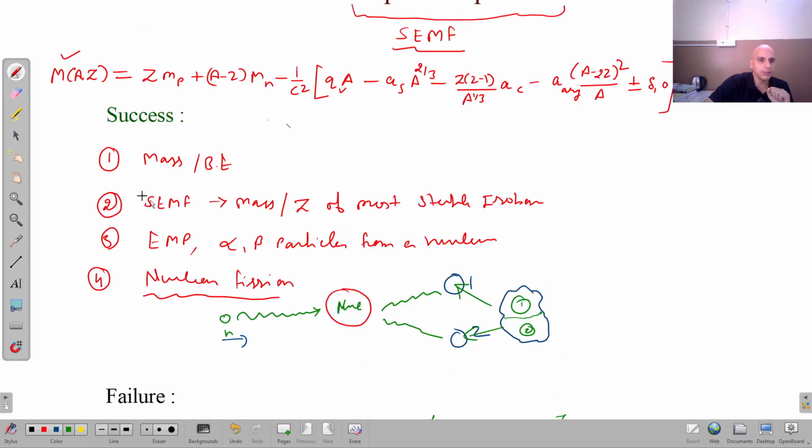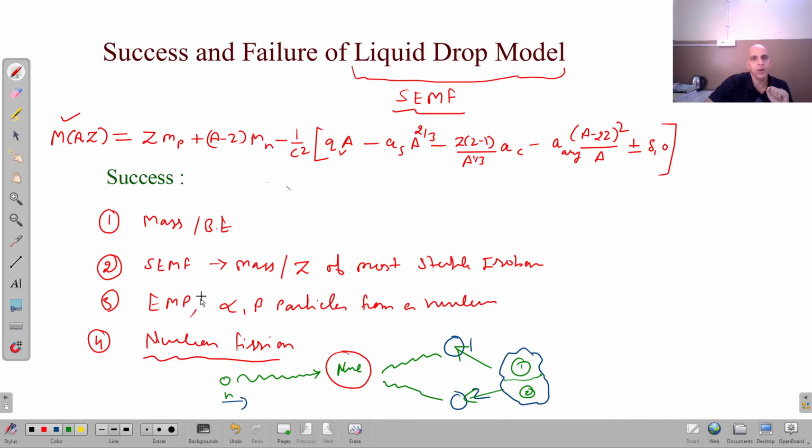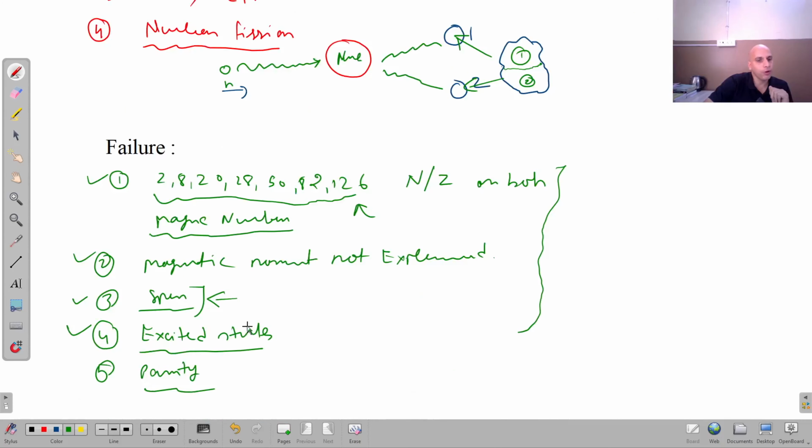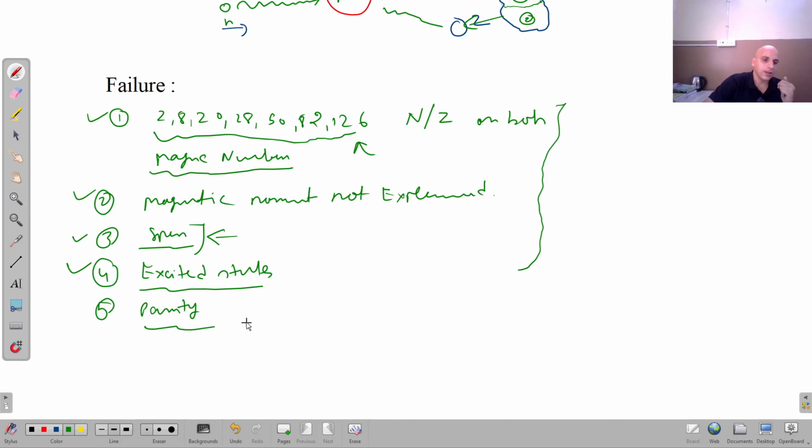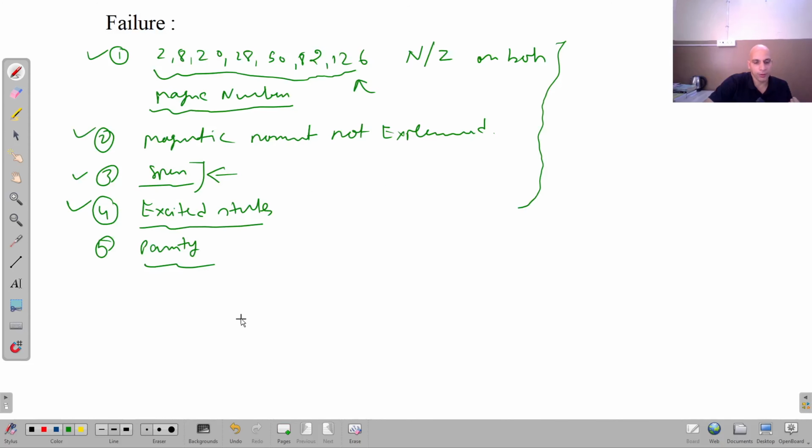So these are some successes and failures of the liquid drop model. Although, as I told you, this model is the first model and quite successful, still it has a lot of drawbacks. So it was modified later on with new models that we will study in the coming lectures.